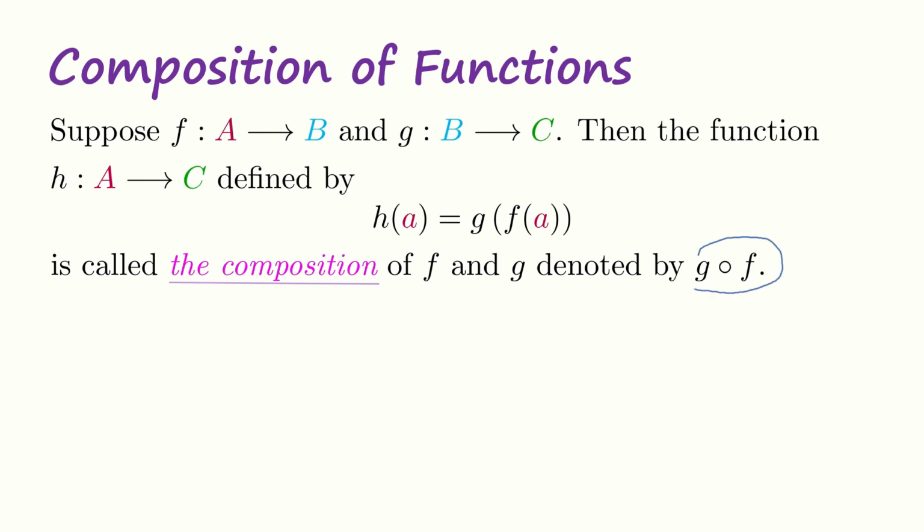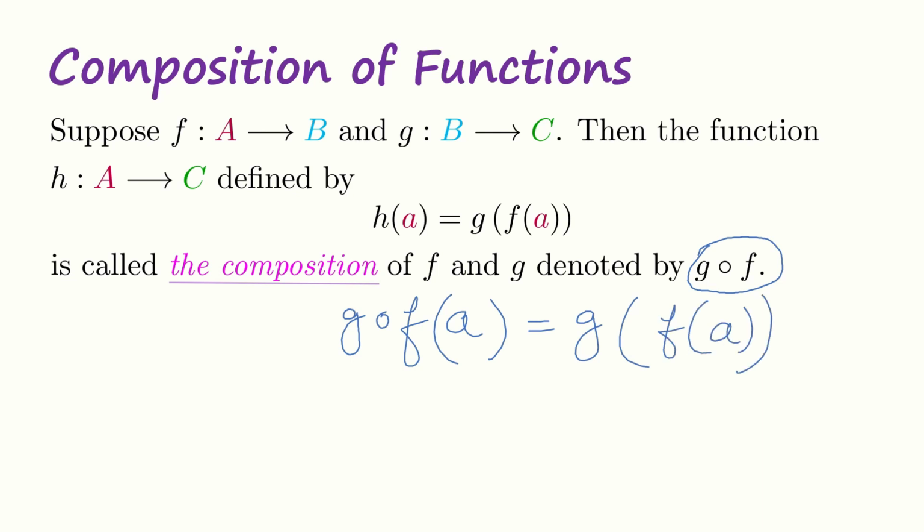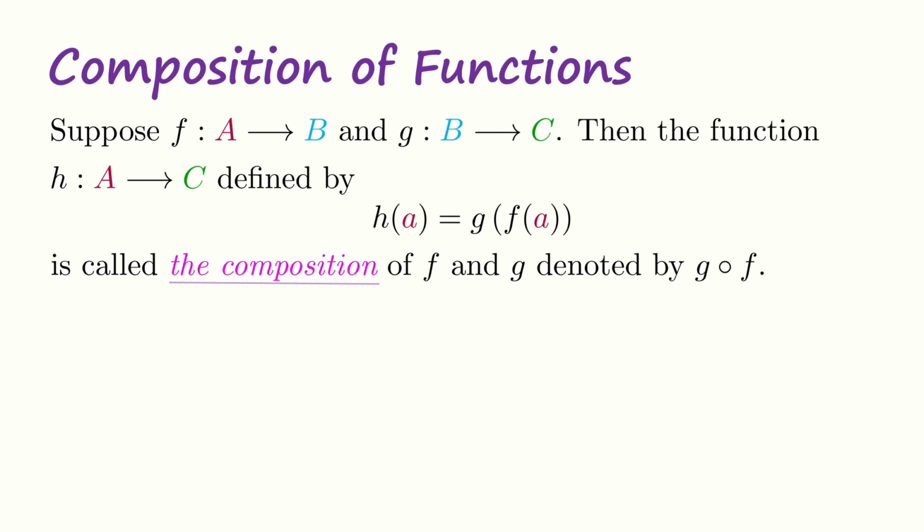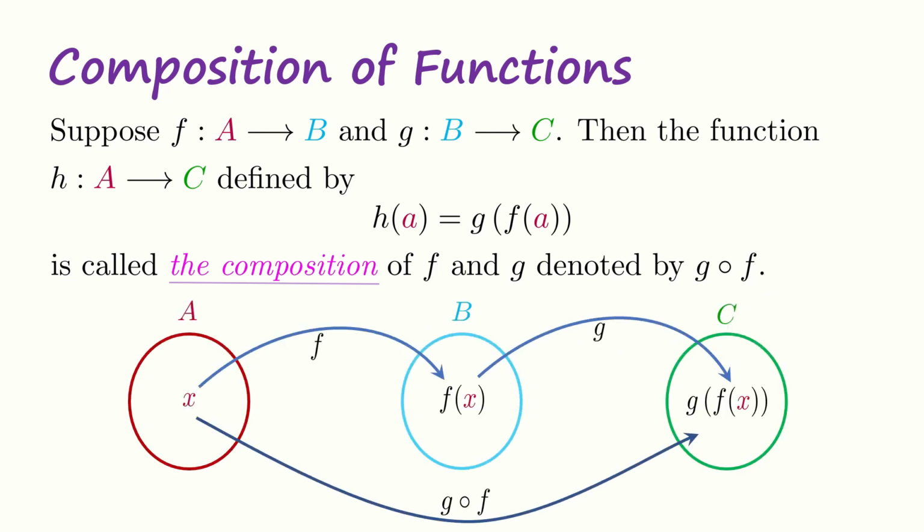Composition of g and f is denoted by this expression. g circle f of A is equal to g of f of A. Let us see the composition of functions graphically. We have three sets A, B, and C, and there is an element x of the set A. When we apply f to x, we get f of x, and f of x belongs to the set B. Then we apply g on the element of the set B, we get an element of the set C. If we consider it a single mapping, then x is mapped to the element of the set C. So this is called composition of functions. The composition of functions is from the set A to the set C.